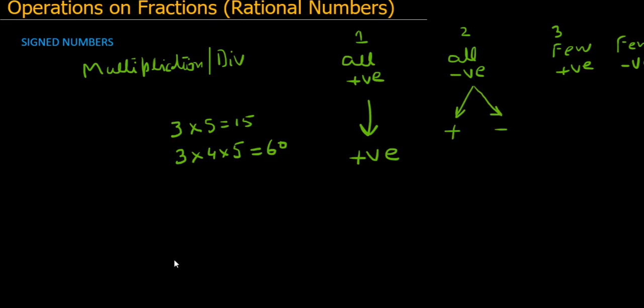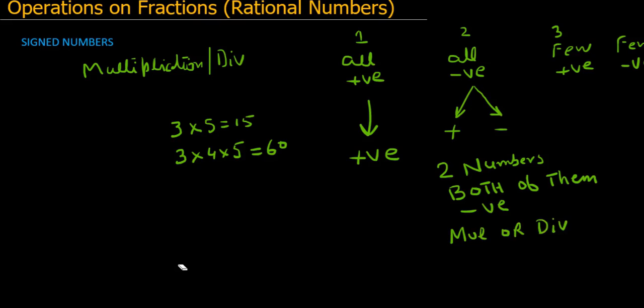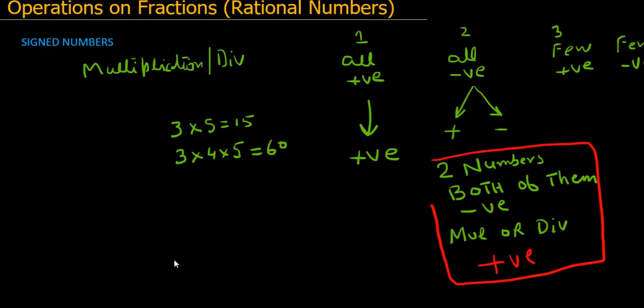Yes, if you are multiplying two numbers, not all, but both of them, we are talking about only two numbers. If two numbers are negative and they are being multiplied or divided, the result would be positive. For example, if minus 5 is multiplied by minus 1, the result would be plus 5. Both numbers are negative, but the result is plus 5.